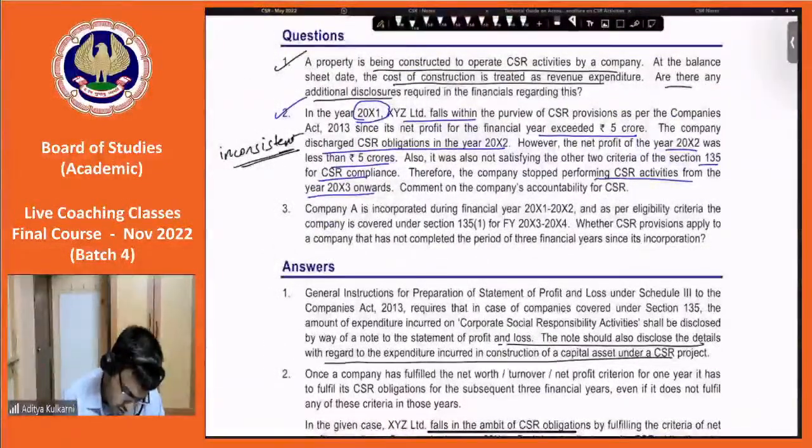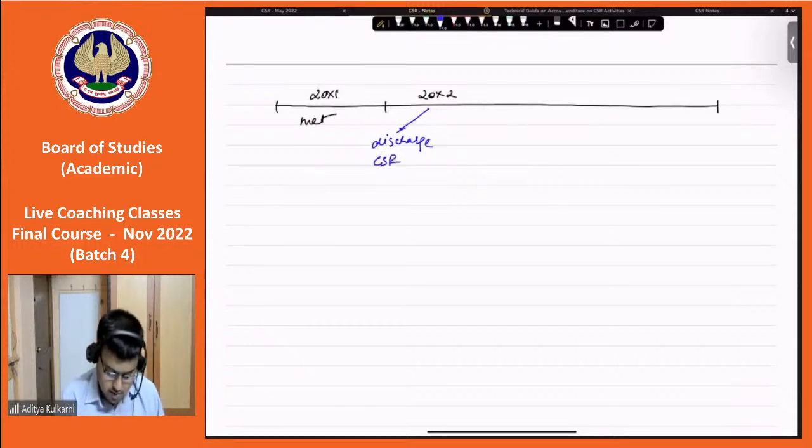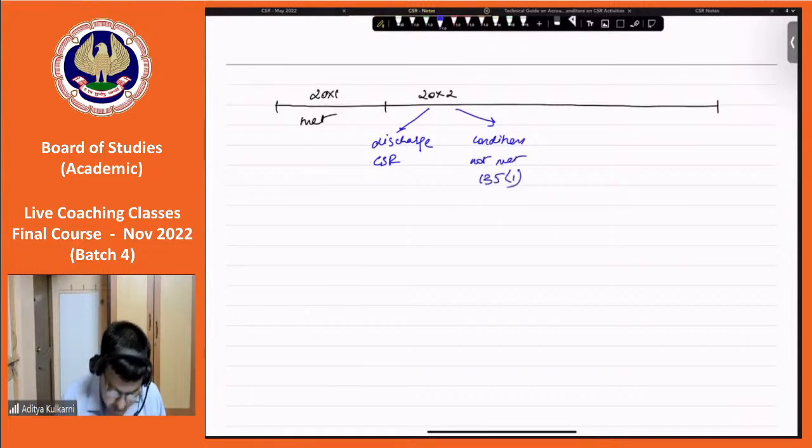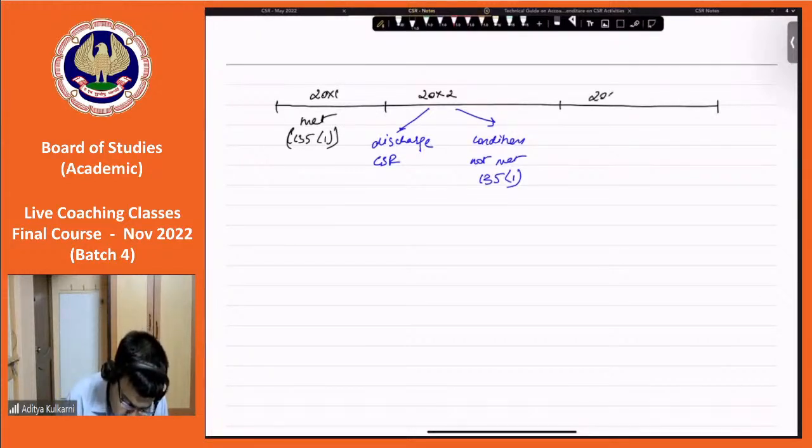So 20x1 falls within the purview. 20x1 condition is met. So in 20x2 the company discharged CSR obligations. But here conditions are not met. Which conditions? 135.1. Here 135.1 was met, and therefore in 20x2 you had to discharge CSR obligations. In 20x2 you discharged the CSR based on 20x1 applicability, but in 20x2 the conditions are not met, and therefore in 20x3 the company did not perform CSR.